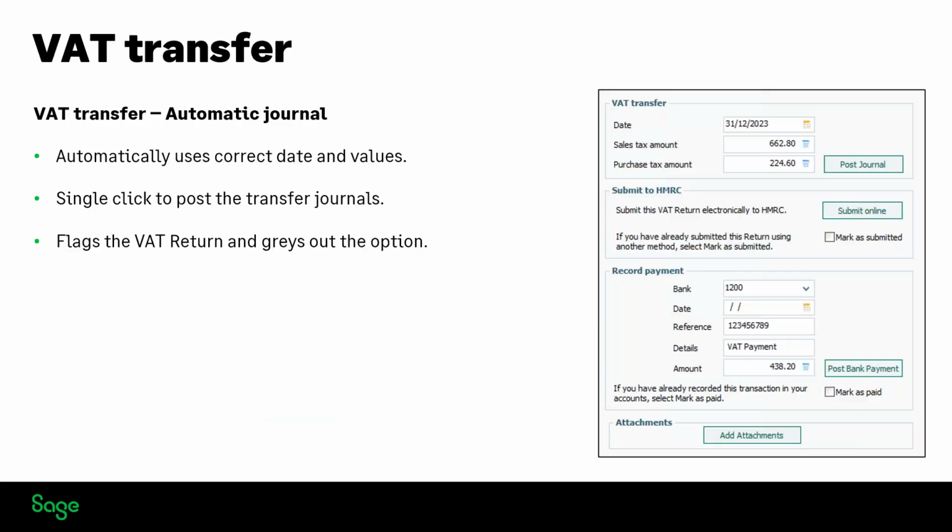Whereas if you were to do it manually, it would still allow you to come into the VAT return and click that post journal. So therefore you've got that duplication risk.